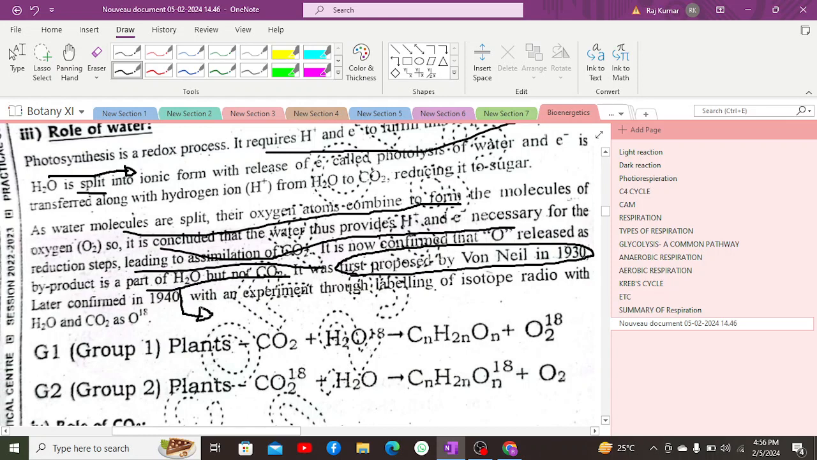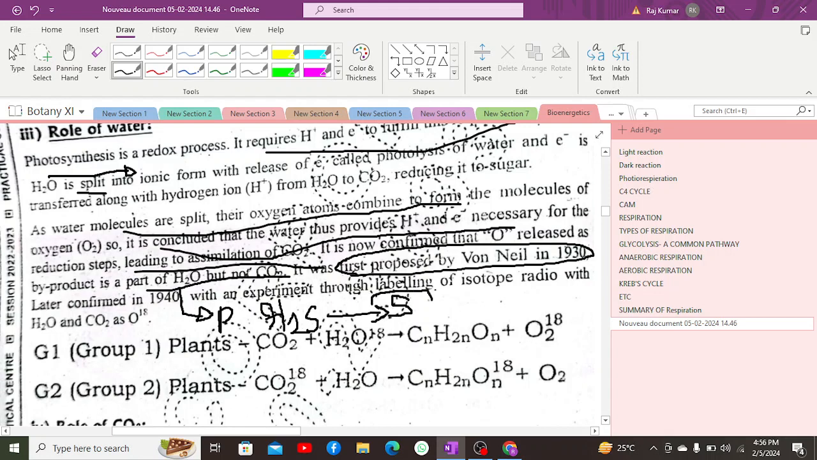On what basis did he do that? He did that on the basis of finding green purple sulfur bacteria. The green purple sulfur bacteria had a characteristic that instead of utilizing water, it utilized hydrogen sulfide. As a result of utilizing hydrogen sulfide, he noticed that the green purple sulfur bacteria had a byproduct released, which was sulfur.